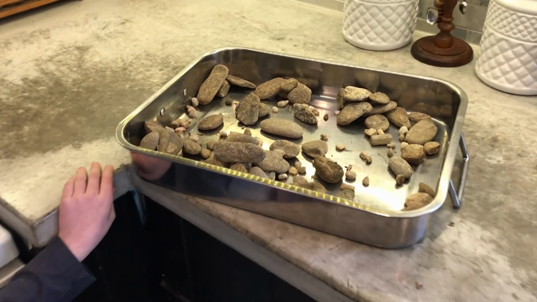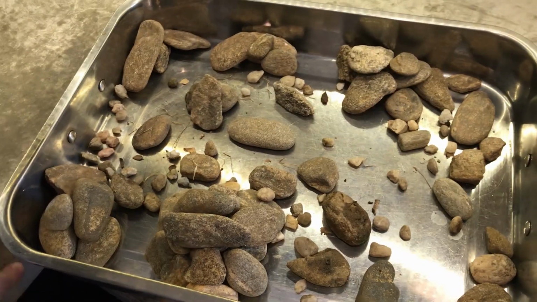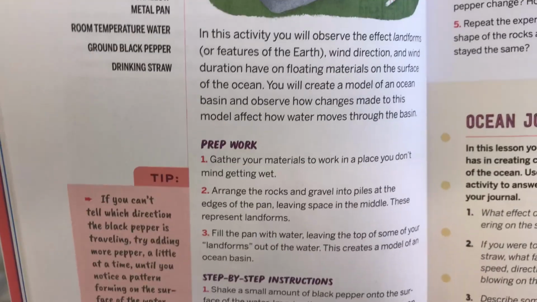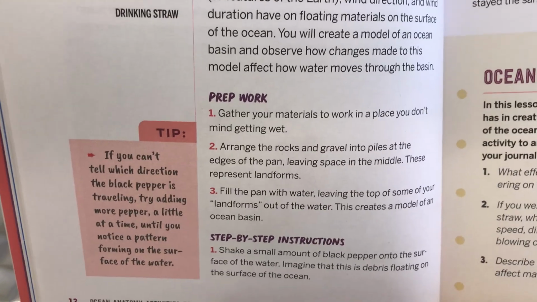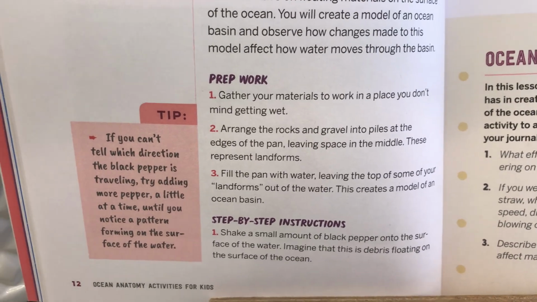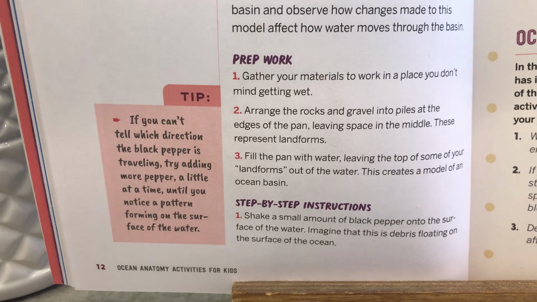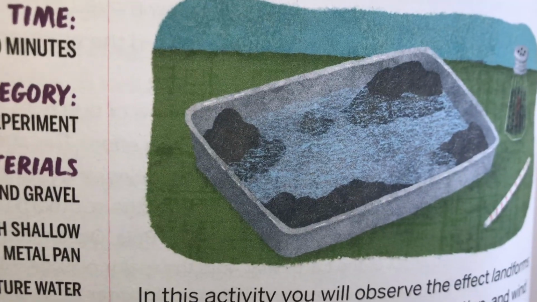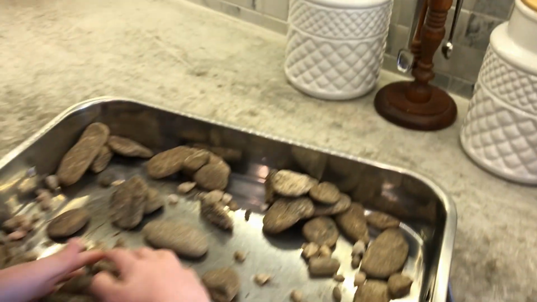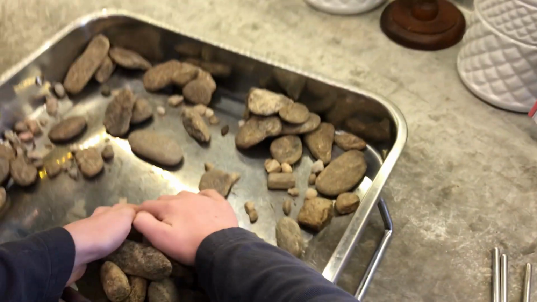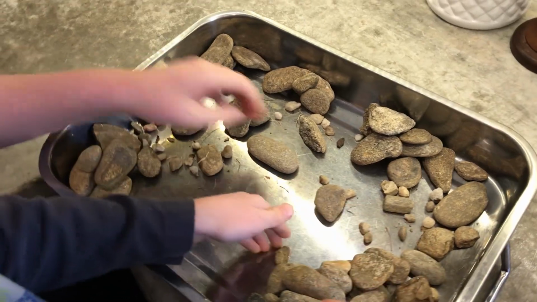Okay, so here is your final arrangement of landforms. It says, gather your materials. We've done that. Arrange the rocks and gravel into piles at the edges of the pan, leaving space in the middle. See how their stuff is on the corners? So maybe move some of your rocks to the corners. There we go, leaving space in the middle.